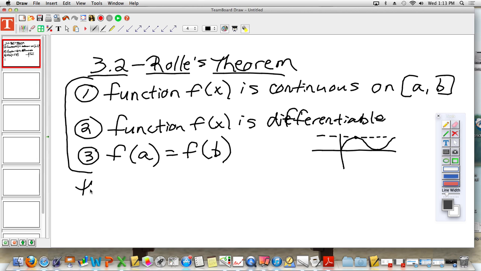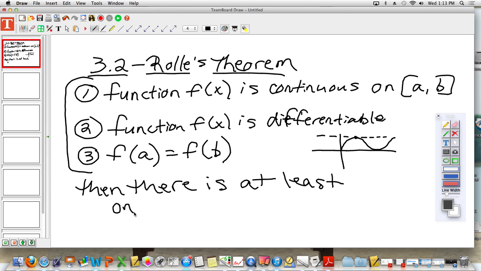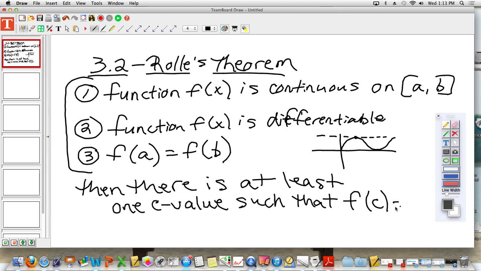All right, so if these 3 things exist, then there is at least one c value such that the derivative of the function is equal to 0.